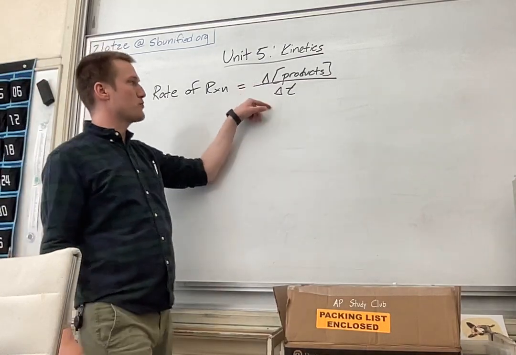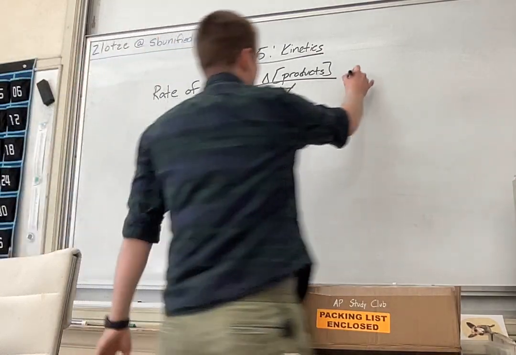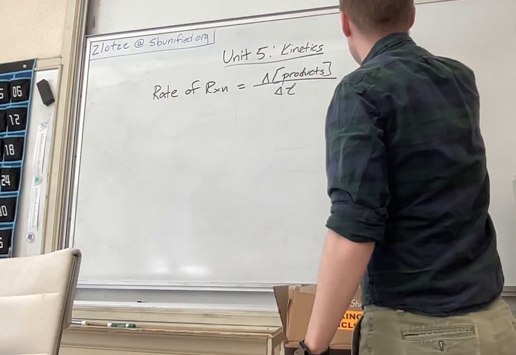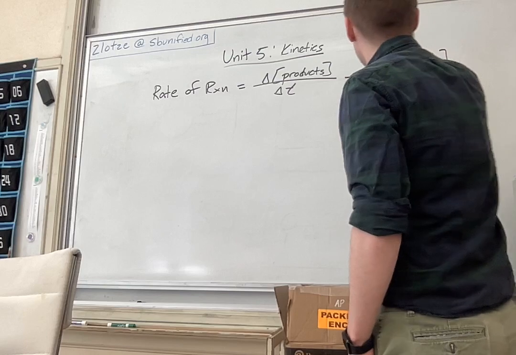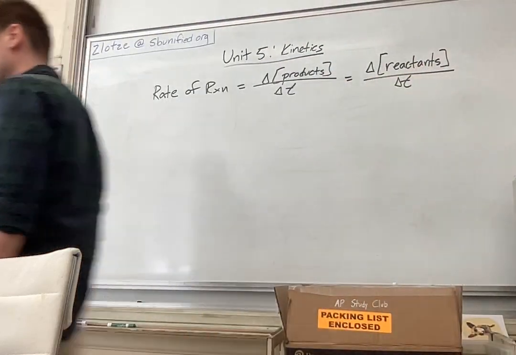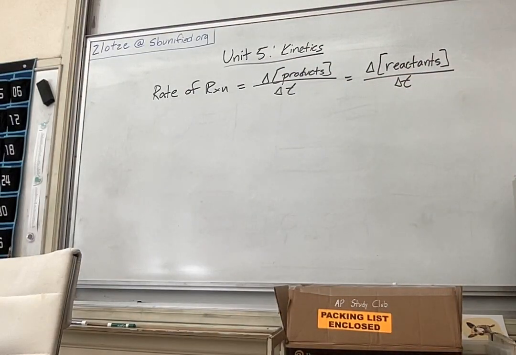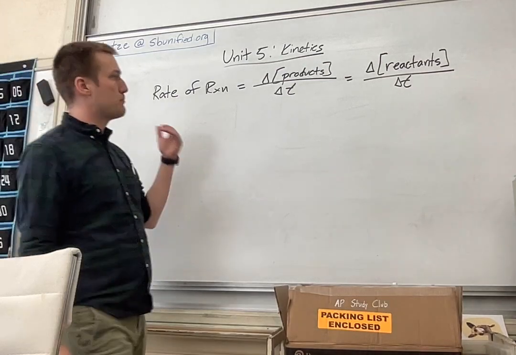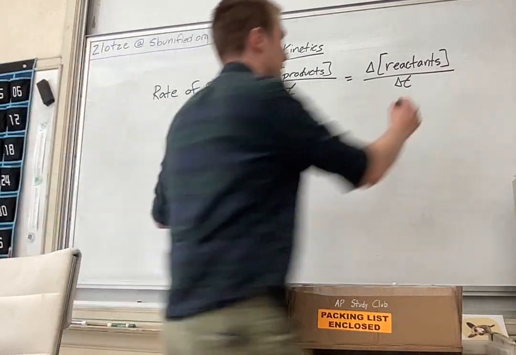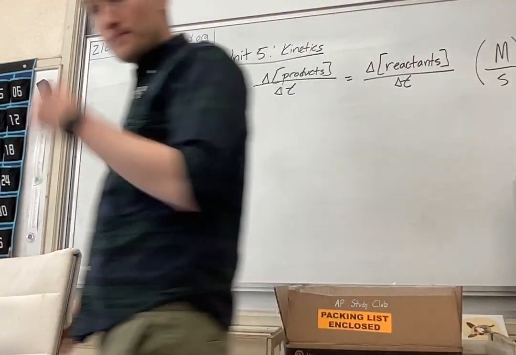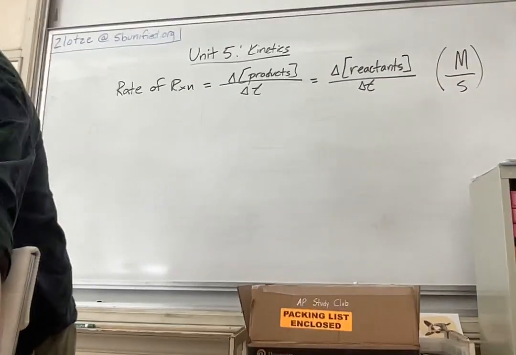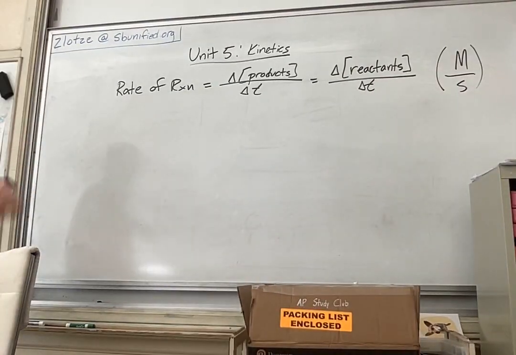So it's the rate at which products are being produced or the rate at which reactants are being used. The brackets, remember, mean concentration, so it's the concentration of products increasing or the concentration of reactants decreasing per time. So the units of rate would be molar per second, moles per liter per second. Not meters per second. That's the unit of concentration.